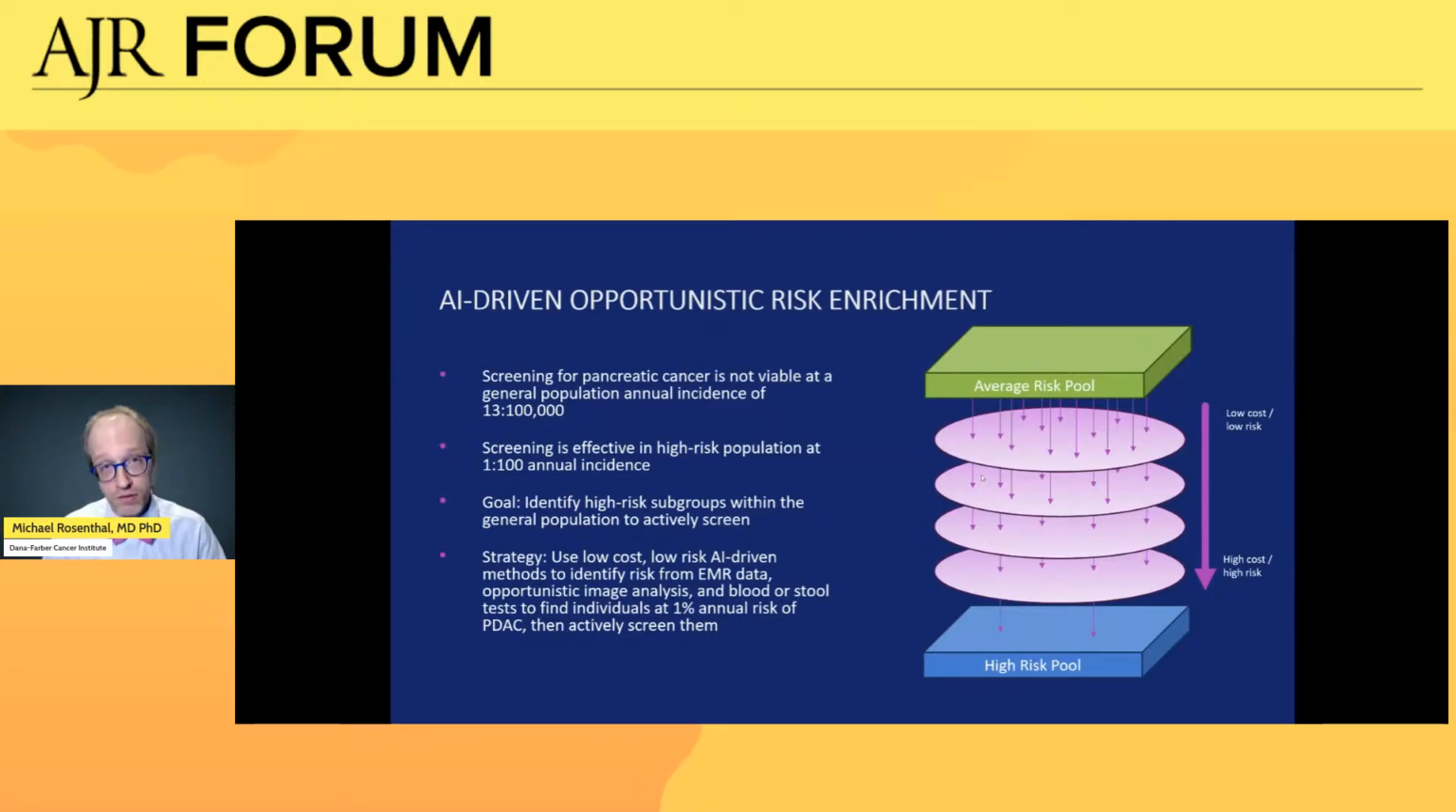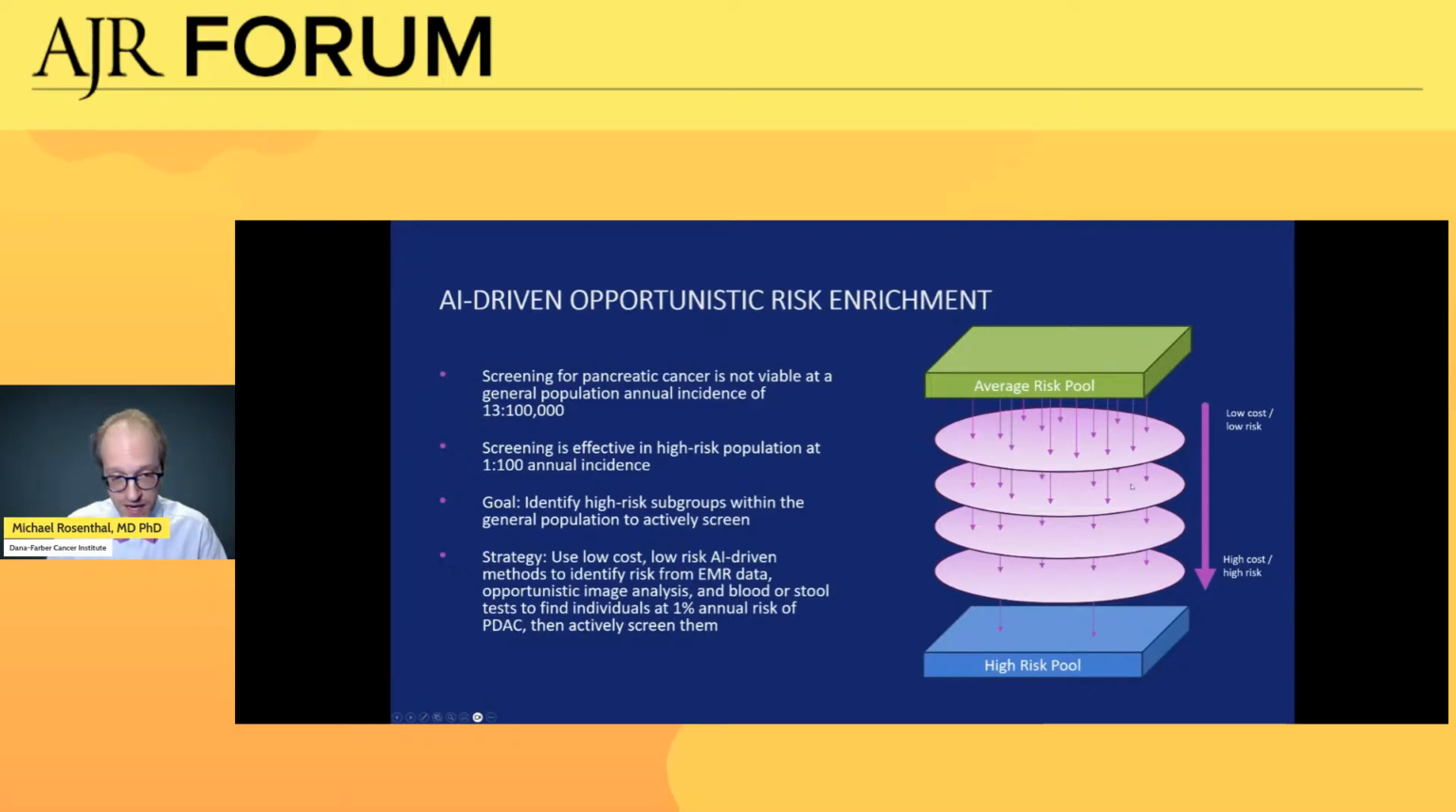It's 100-fold risk intensification there. What we want to do is to identify high-risk subgroups in the general population that have the same kind of intense risk that our known familial and genetic groups do, and then actively screen them. And the strategy here generally is to use low-cost, low-risk AI-driven techniques up at the top where we're closest to the average risk pool to basically filter out as many of the low-risk people as we can.